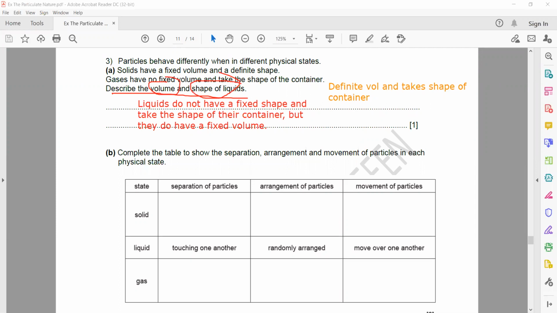In IGCSE, there is no half mark. For example, one student wrote that liquids do not have fixed volume or fixed shape. So even though no fixed shape is correct, no fixed volume is not correct. So even if half of your answer is wrong, because it is for 1 mark, you will not score any mark. It will be 0, because there is no half mark in IGCSE. They don't give you 0.5 or 0.25. Either you get full marks, in whole numbers, you will always get the marks.